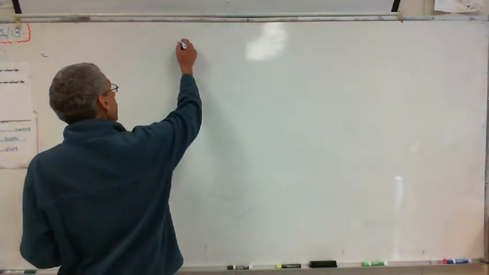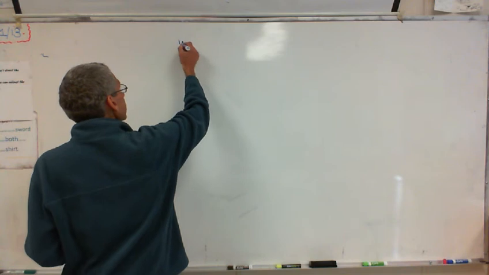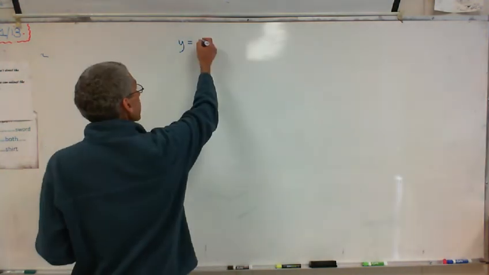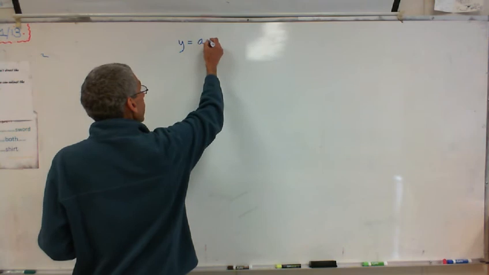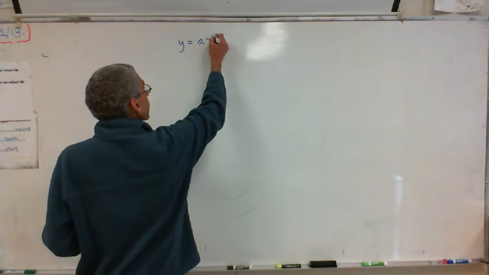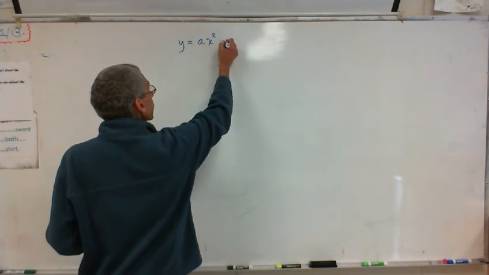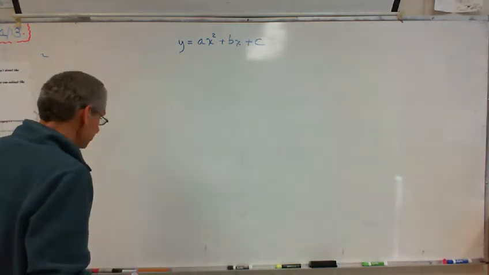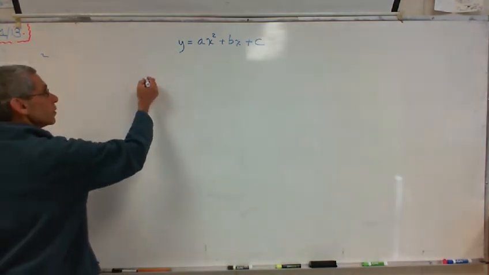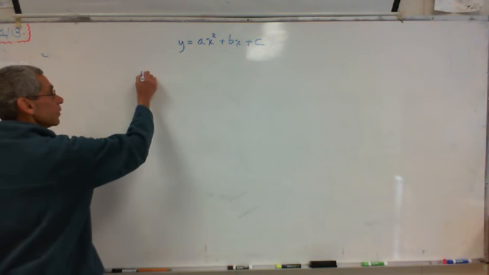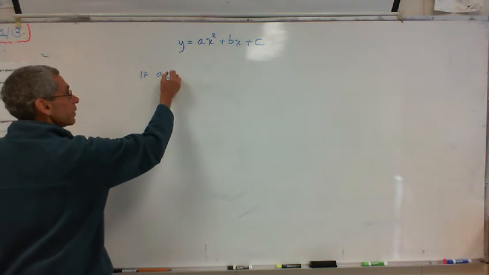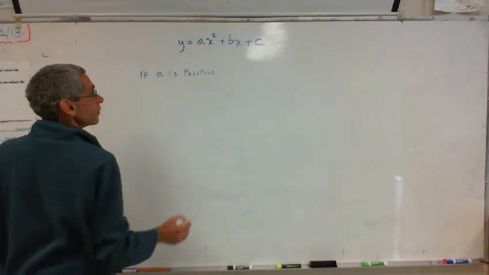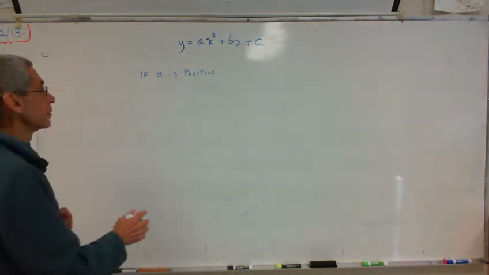this is a quadratic equation in standard form. I mean, it's the formula for a quadratic equation in standard form. y is equal to ax squared plus bx plus c. Right. Okay, good. Now, if a is positive, the parabola goes up. The parabola is up. It's a happy parabola.